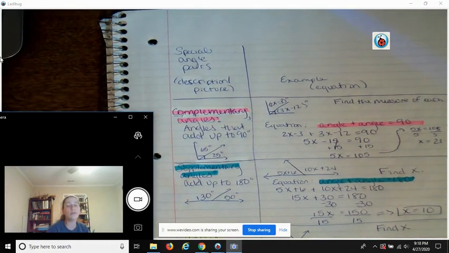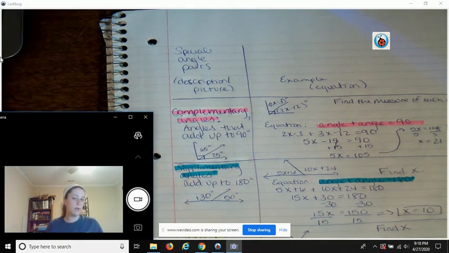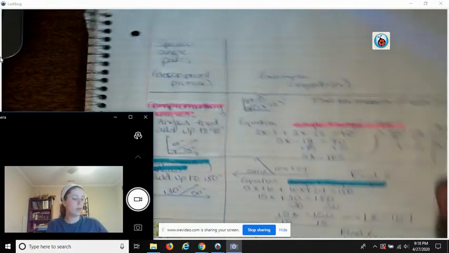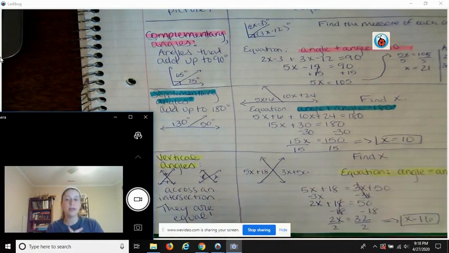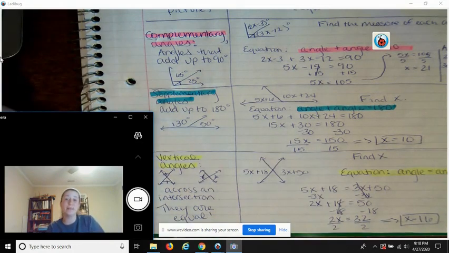Okay, so we have three different types of angles here, and we have this general equation for each of them. I've done an example for each of them and put a definition in for each of them. So hopefully that makes sense to you guys.